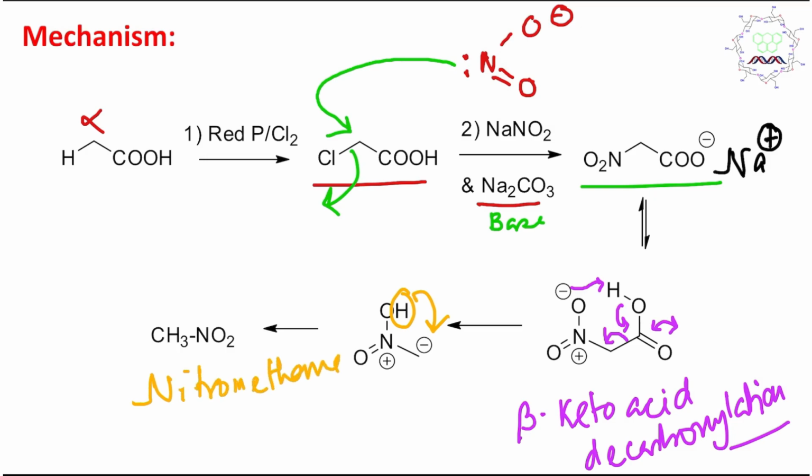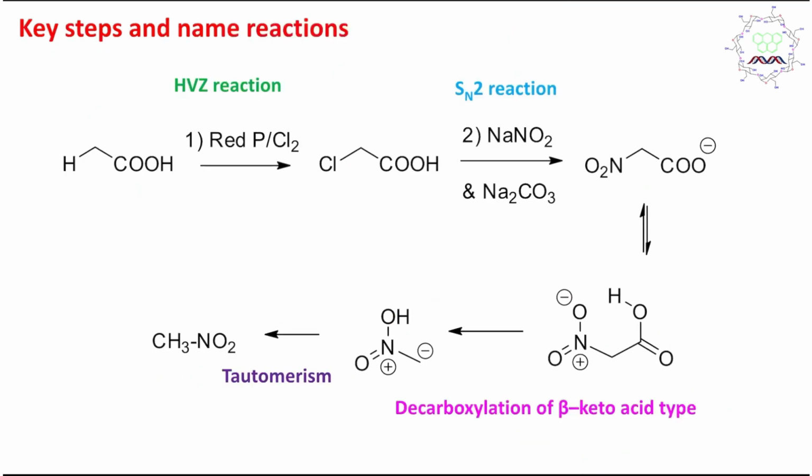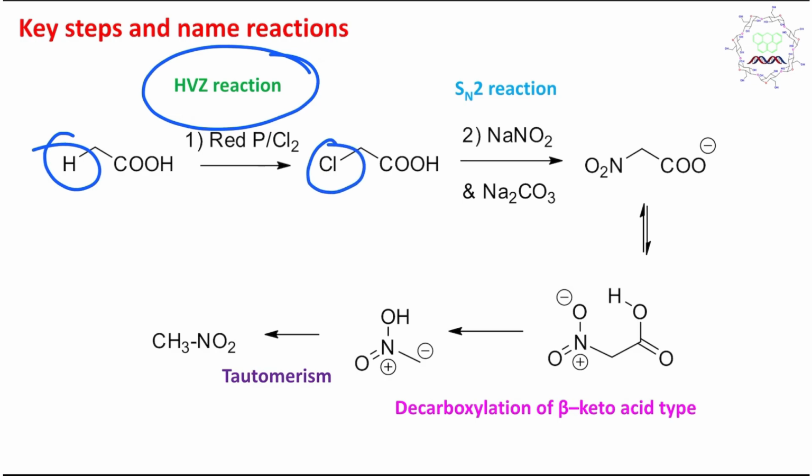Okay, or you can say the first member of the nitroalkane series. So this overall reaction, you can consider as the conversion of carboxylic acid to nitroalkane using these many steps of reactions. Now in very short, if we consider the key steps and name reactions, the first step is the HVZ reaction, where this hydrogen is replaced by chlorine. Second is SN2 reaction and neutralization both.